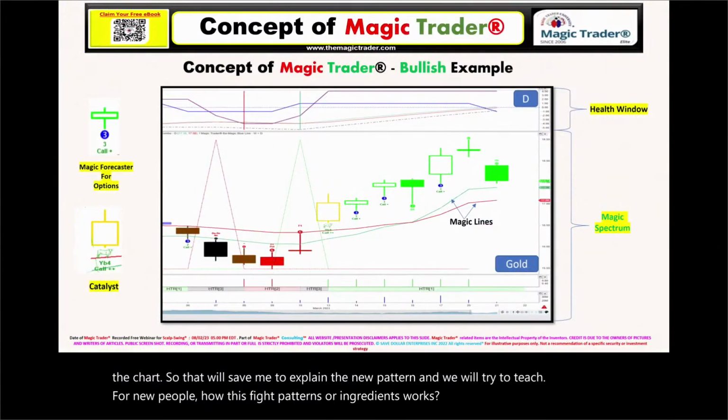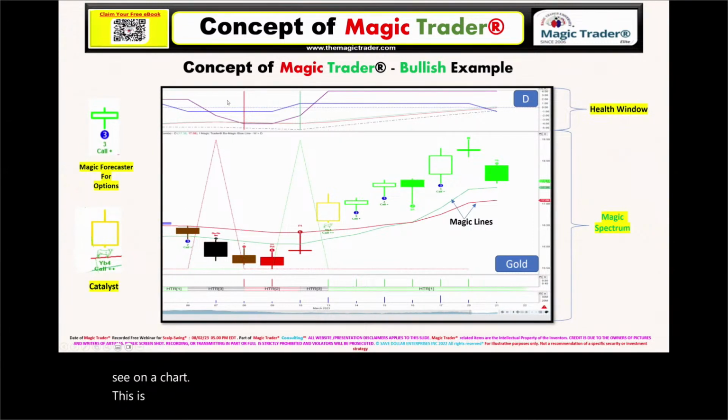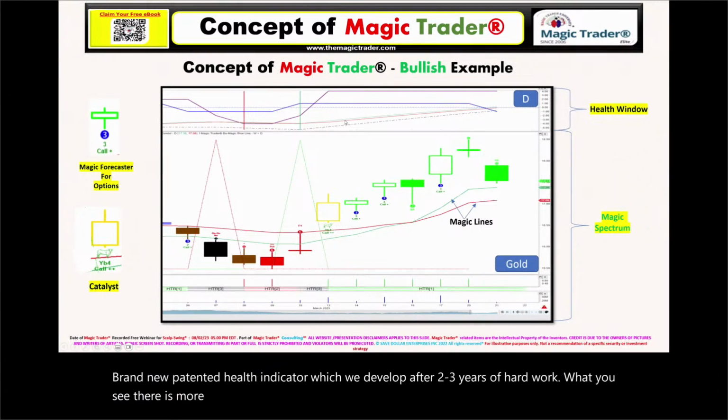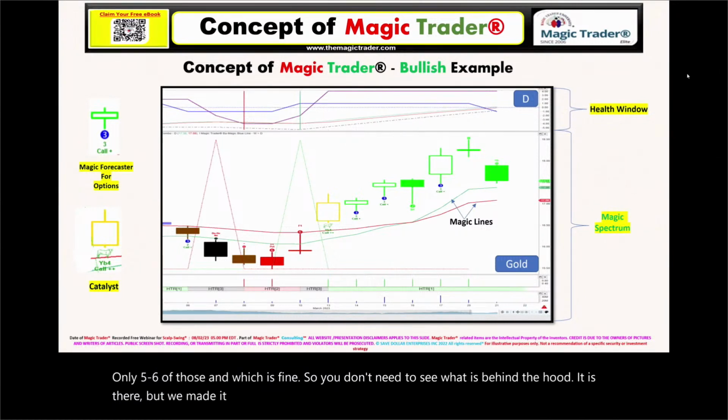All right, this is the simplest way I could explain. So this is more or less what you're going to see on a chart. This is a brand new patented Health indicator, which we developed after 2, 3 years of hard work. There is more to it, but physically you see only 5, 6 of those, which is fine. You don't need to see what is behind the hood. It is there, but we made it invisible. MetaStock did a great job, right? Their programmers worked very hard to make it simple.